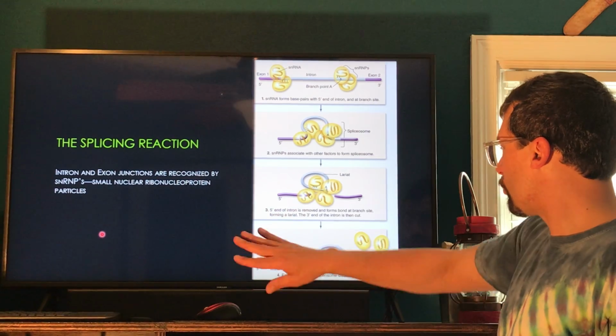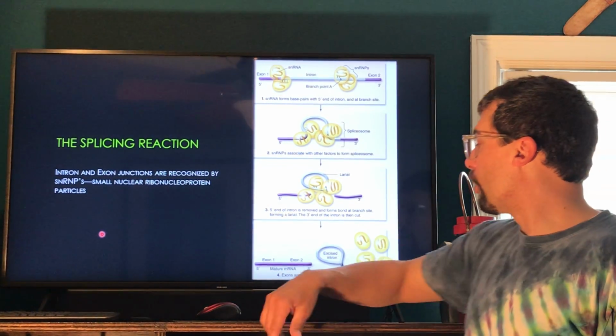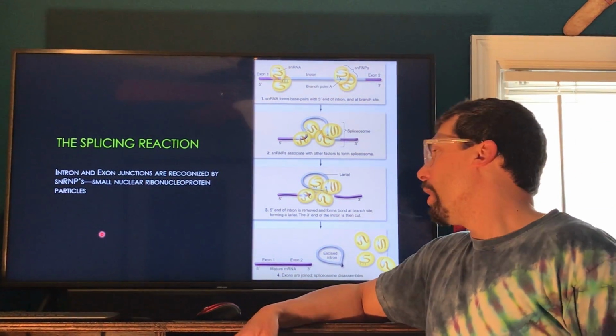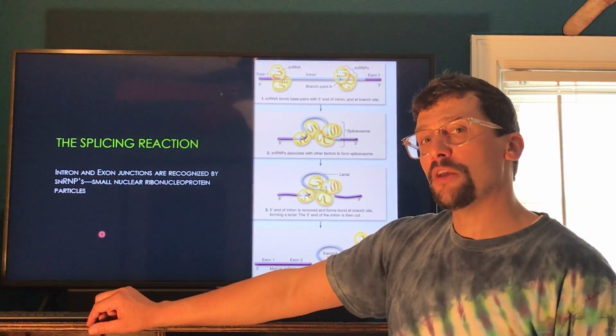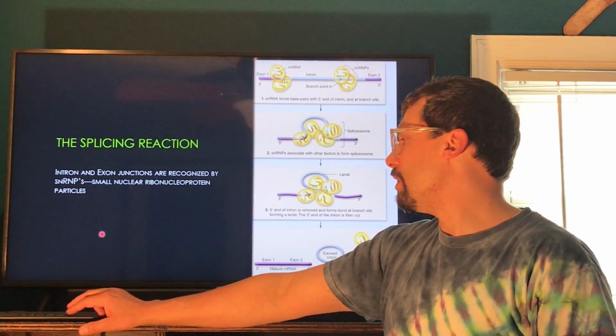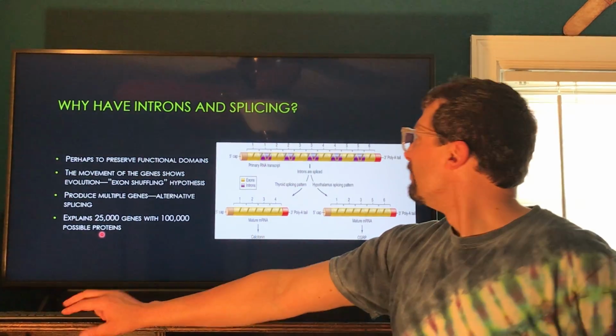So there's going to be the intron that we've gotten rid of. There's going to be our mature mRNA. We're still probably going to have to put our caps on it, and then we can send it out. But that's the spliceosome reaction to get rid of the introns. We don't need those guys in there.